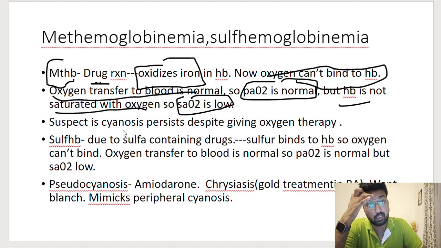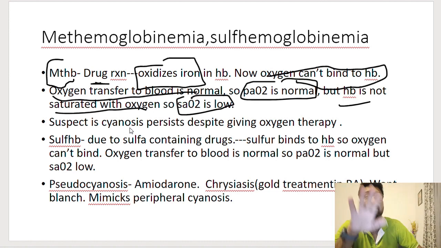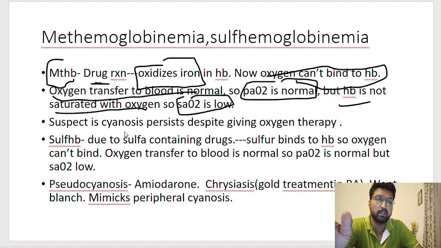When do you suspect this? If the patient has cyanosis, a central cyanosis, you are thinking he has a respiratory issue, but you are giving oxygen to that patient and still there is no improvement, you can think that the patient has methemoglobin due to some drug. That drug is mostly a nitrate.